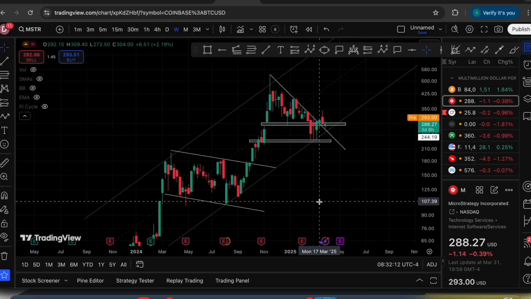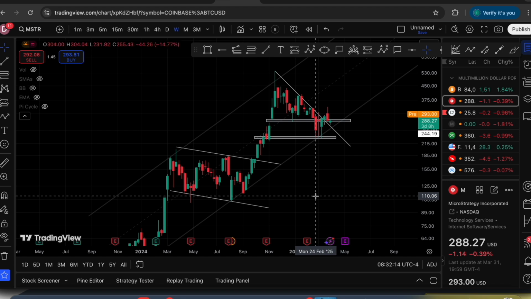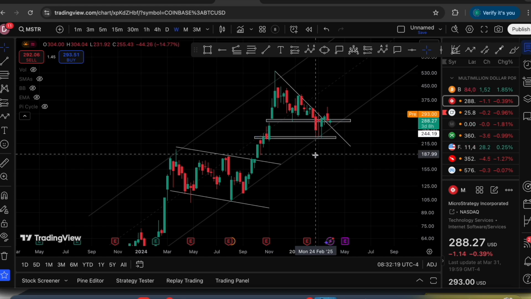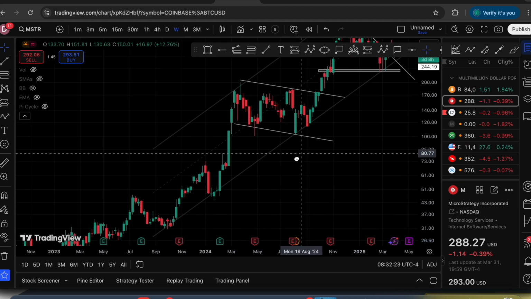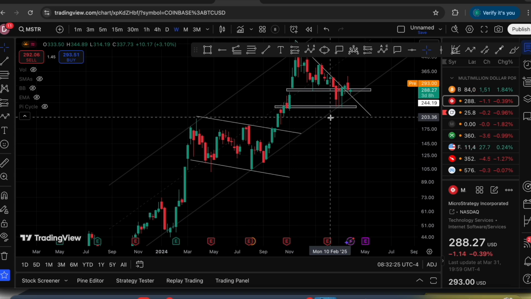We're going to be looking at MicroStrategy today. We're going to be going over the Bitcoin chart, MSTR divided by Bitcoin, and we're going to be looking at some indicators as well. So we've been respecting this long-term channel and upward sloping trend line.